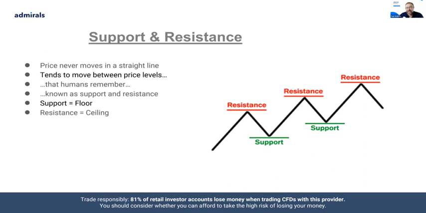And the important thing is that humans remember those price levels, even in a world where we have lots of computers and algos operating. Remember, they've still been programmed by humans, and humans still remember important and significant numbers. Those kinds of levels tend to be known as support and resistance, with support being the floor underneath, and resistance being the ceiling.